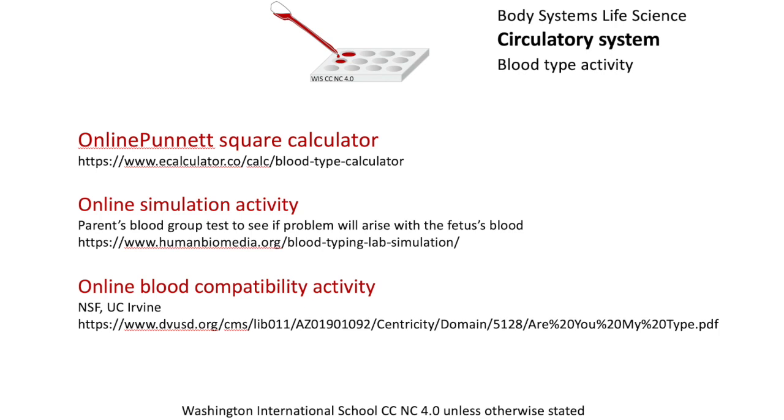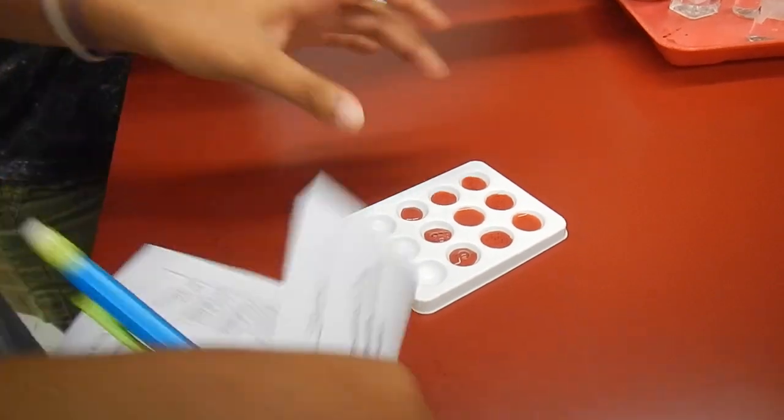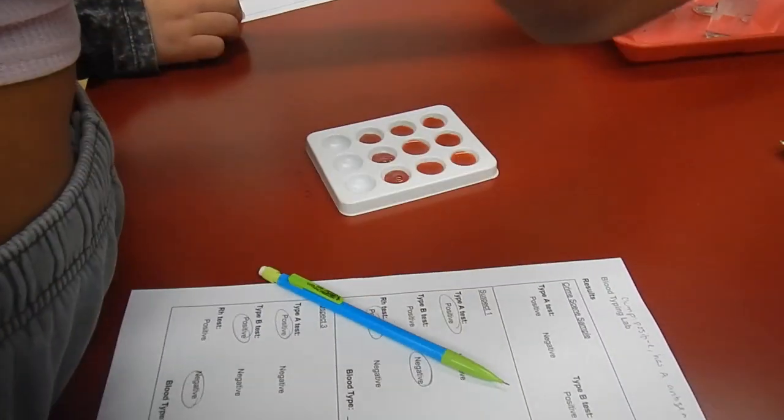And so some links here that might be useful: online Punnett square calculator, online simulation, online blood compatibility. And coagulating, then that means that it's positive. Okay. Yeah, that means it has the So, this is A.